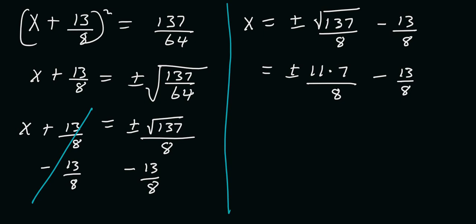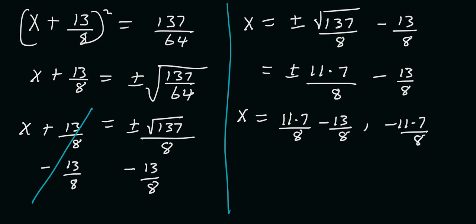So you can see that there are two signs here, plus or minus. So we are going to split this equation now into two parts. And that will be x is equal to, considering the positive part, 11.7 over 8 minus 13 over 8. And also considering the negative side, that will be negative 11.7 over 8 minus 13 over 8. So now, since we have the common denominator of 8 and 8, all we just have to do is to subtract 11.7 minus 13. What would that give us?